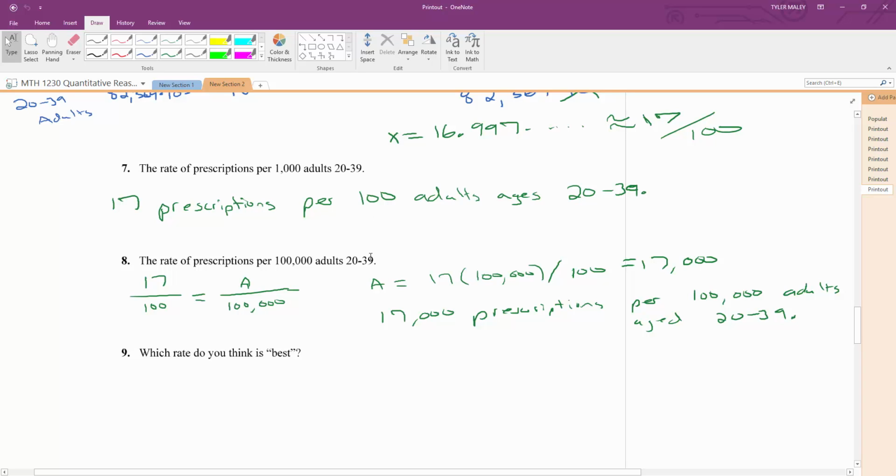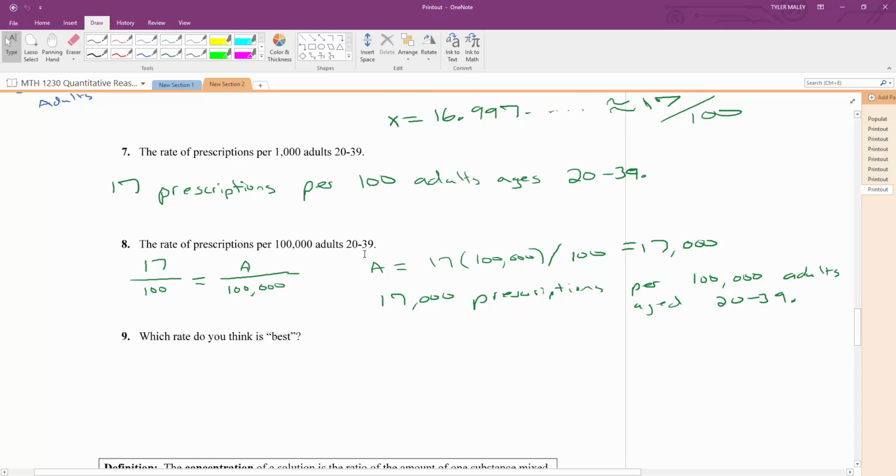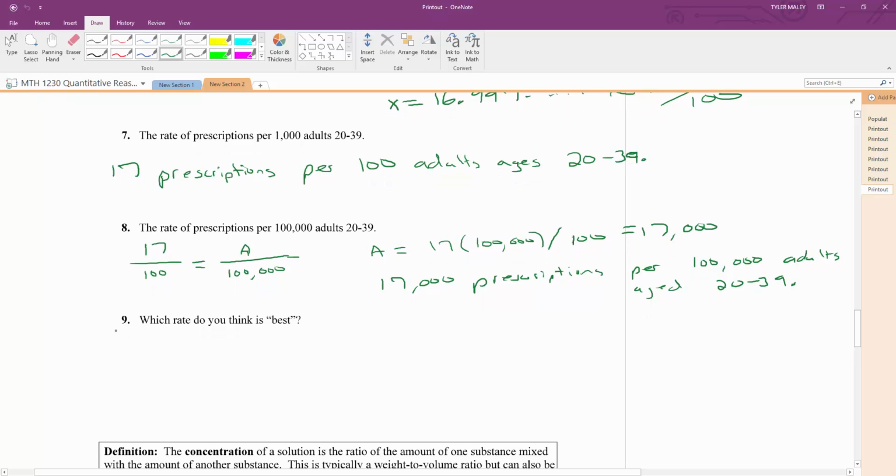Number 9 says, which do you think is best? So comparing 7 and 8, which one do we think is best? Well, what I think is best is number 7. Personally, I like the ratio 17 to 100, because 17 out of 100 is 17%. It's easier to see the 17% come out, and it's easier to talk about and share. We can say, on average, 17% of U.S. adults in this age group 20 to 39 have a prescription for ADHD.